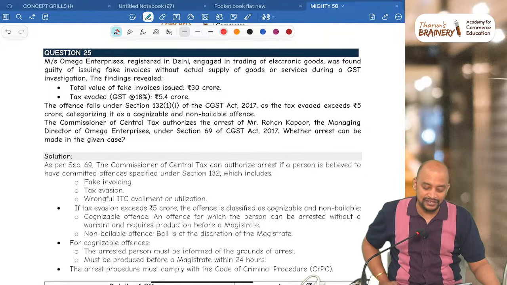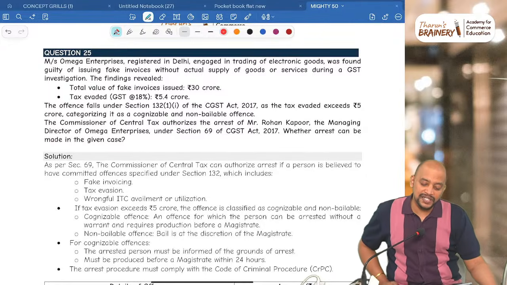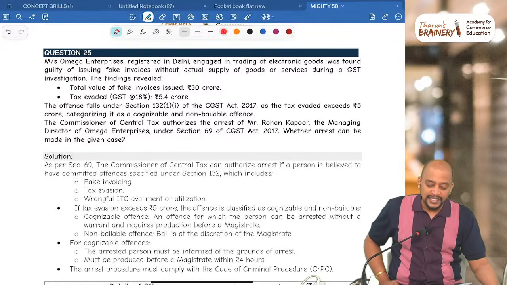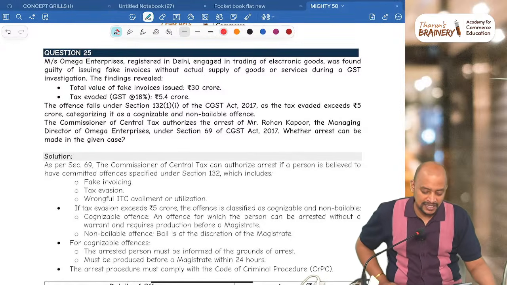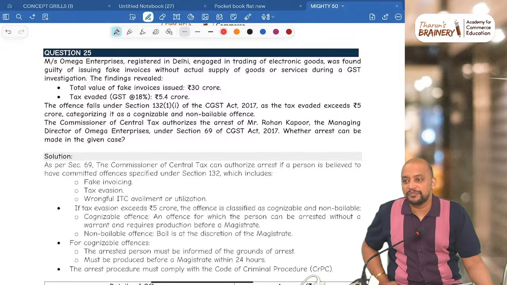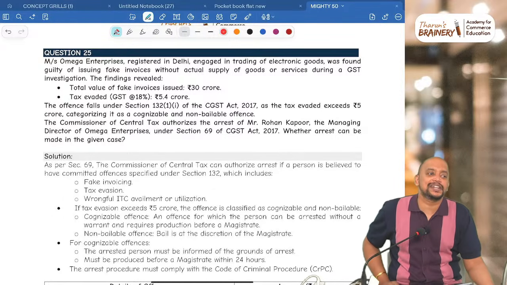They gave it in the question. The Commissioner of Central Tax authorizes the arrest of Mr. Rohan Kapoor, the Managing Director of Omega Enterprises, under section 69. Of course, arrest will not be made with respect to the company. How can a company be arrested?